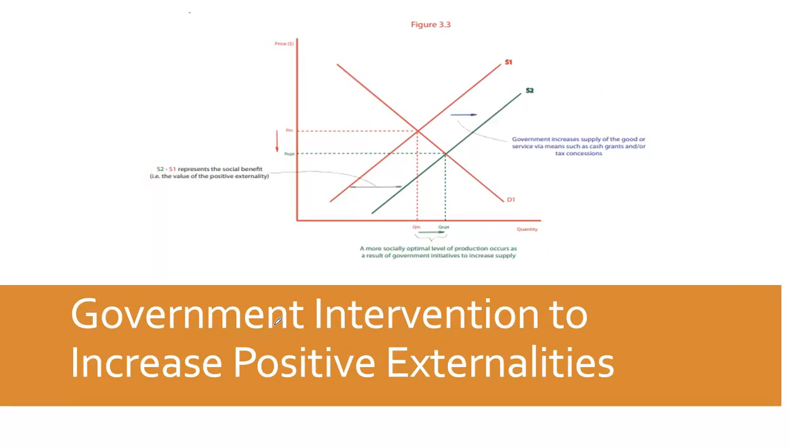And here we go. Here is an example of this. In this case, we are talking about a product. And we can see that the government increases the supply of the good by, in this case, doing a grant and tax concessions. This will increase the quantity traded. It will decrease the price, and this will ultimately result in an improvement of the issue, that of underproduction.